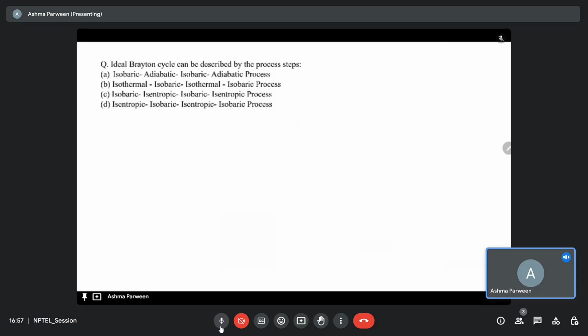So this is the last question. The question is, the ideal Brayton cycle can be described by the process steps. So four different options are given: A, isothermal isobaric, isothermal isobaric; B, isobaric isentropic, isobaric isentropic; C, isentropic isobaric, isentropic isobaric process. So this question is from the last lecture. So again, I will give you all 2 minutes. Just take your time and write the correct option in the chat box.